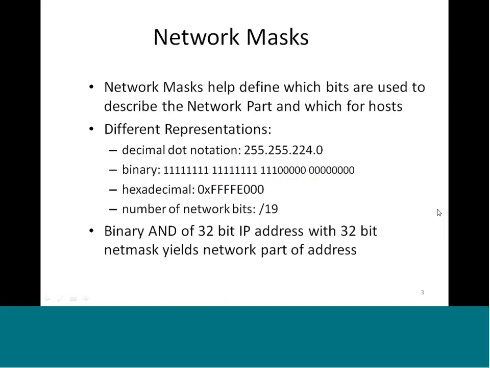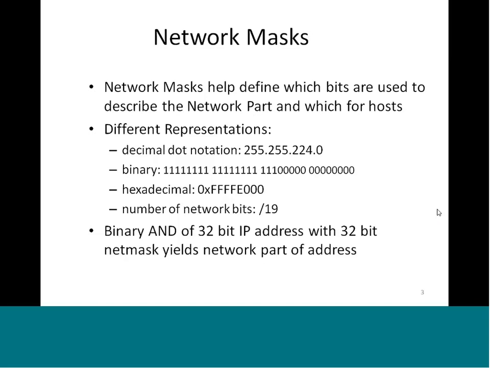We also saw the use of the network mask, which is used to define which bits describe the network part and which are used for the host. A simple notation would be 255.255.224.0. In this case, we know that the 224 is the first 3 bits of the third octet. So the number of network bits is 19, and the remainder is assigned to the hosts.